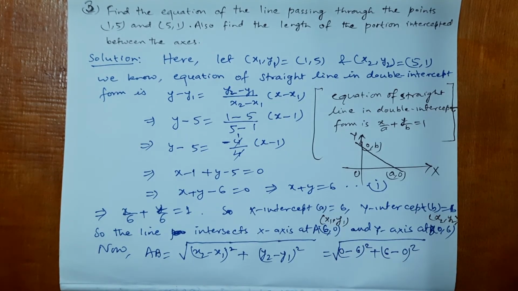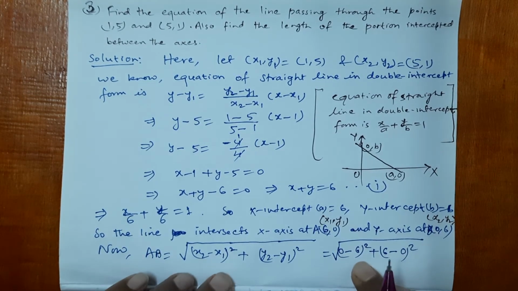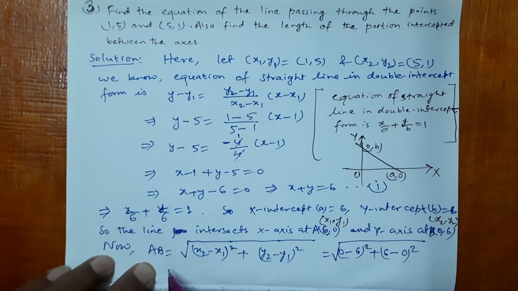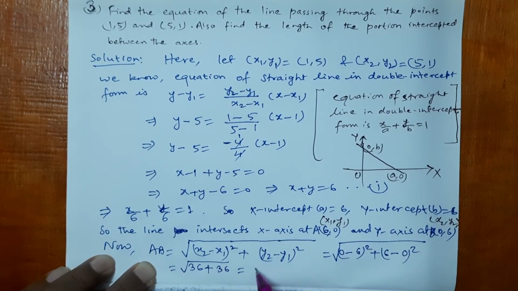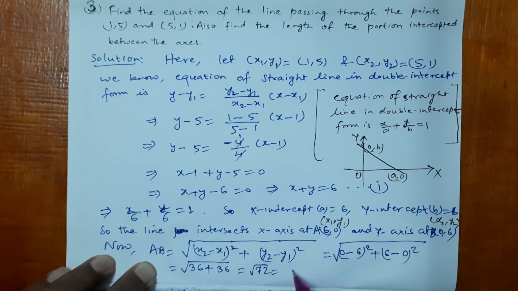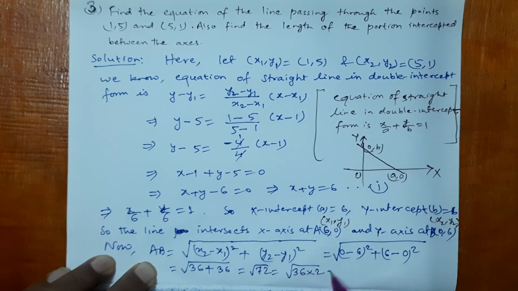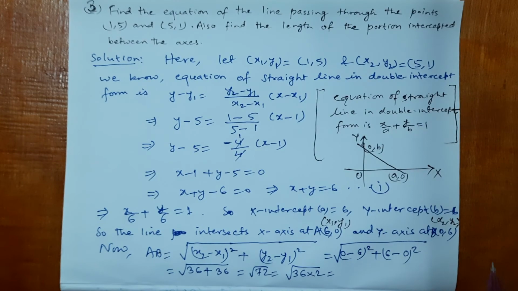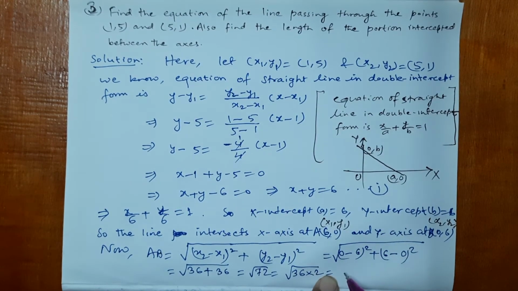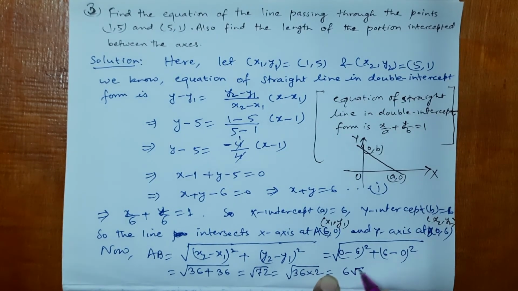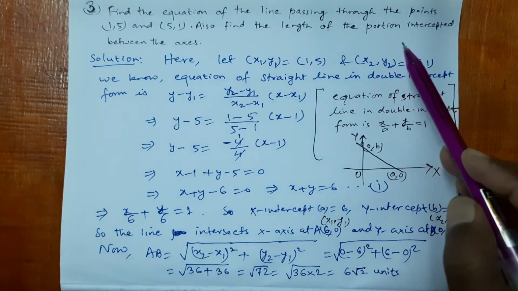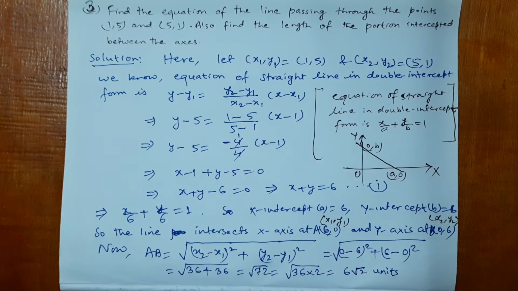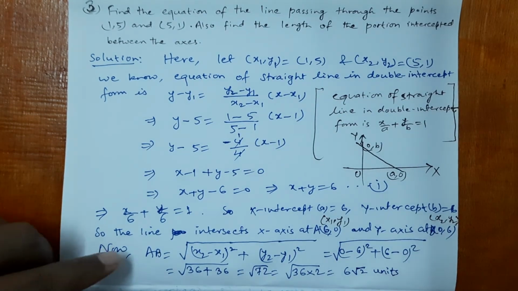And now minus 6 square is 36, plus 6 square also 36, root over 72, which is root of 36 times 2. Square root of 36 is 6, times root 2 units. In this way, the length of the portion intersected between the axis is 6 root 2.